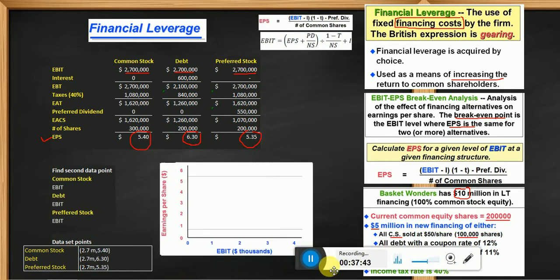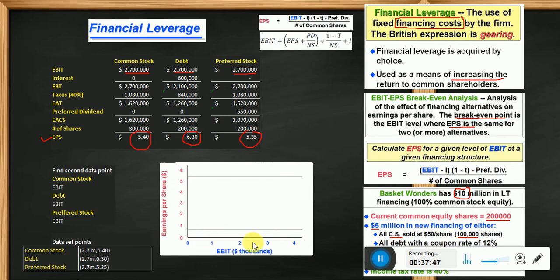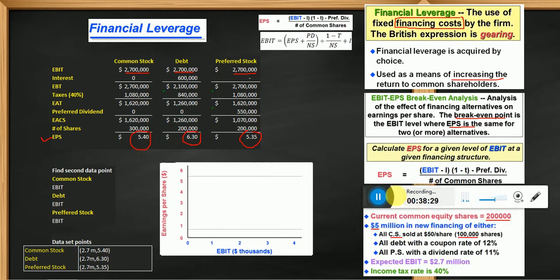So in this graph, dear students, the x-axis is for EBIT, and the y-axis is for earning per share. These are the EBIT levels: this is 1 million, this is 2 million, and here 3 million, 4 million, and these are the earning per share: 1, 2, 3, 4, 5. Now for the common stock we have only one data set point, and that is 2.7 million. If you try to plot it, this is 2, and this is 2.5, and 2.7 is coming almost here, at this point.